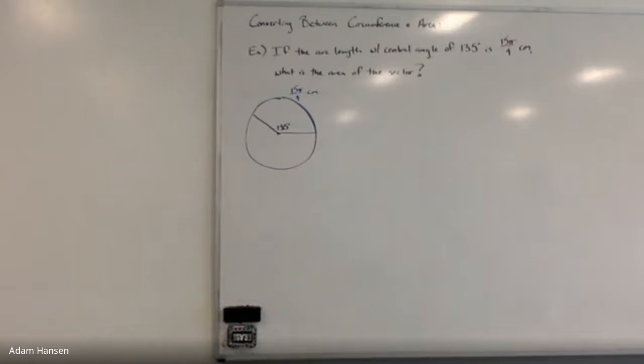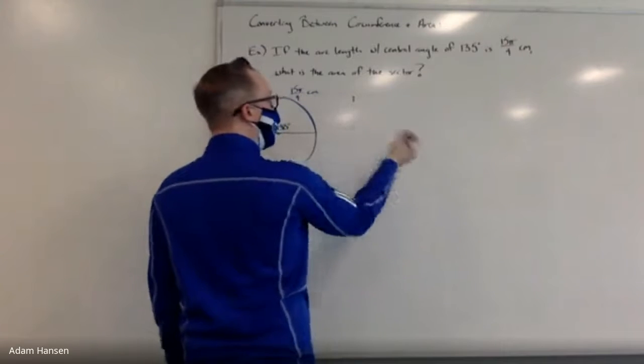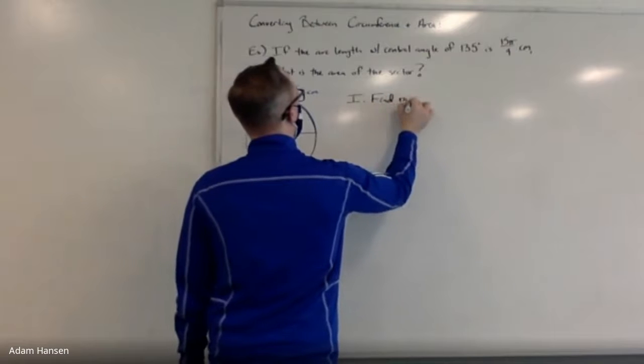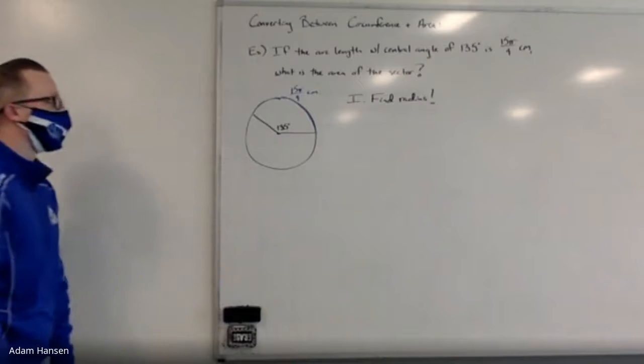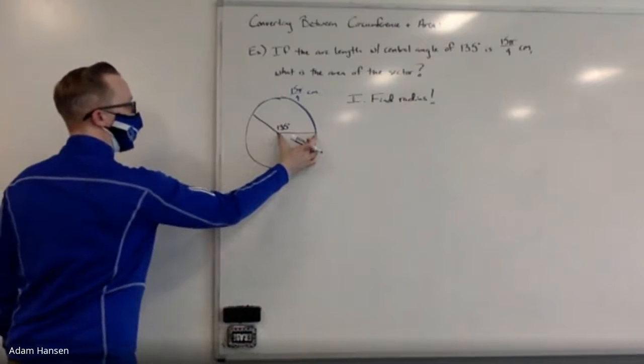But what am I missing first? What would be important about the circle for me to know first? Radius. I don't know how big the circle is. I've got to find the radius. So in part 1, before I can find the area, I've got to find the radius, because the area is defined in terms of the radius. Find the missing radius. How long is it from the center of the circle to the edge?